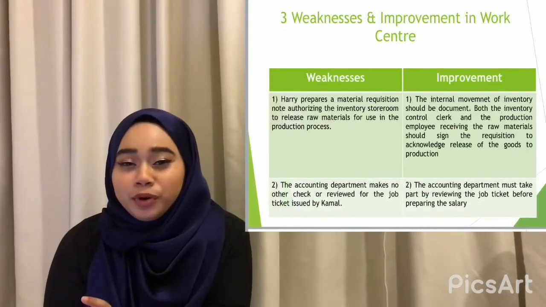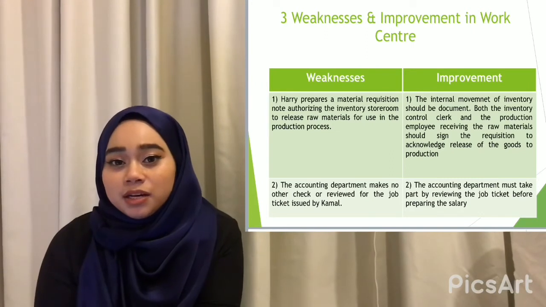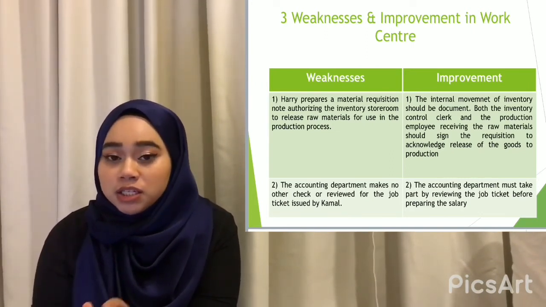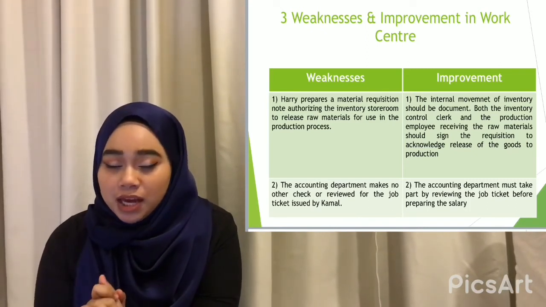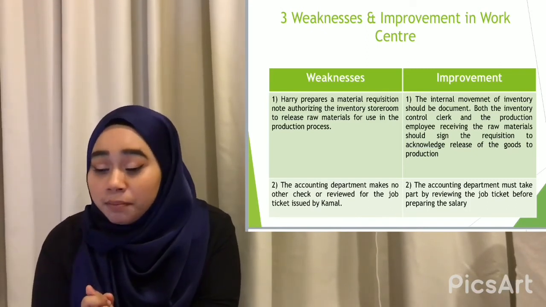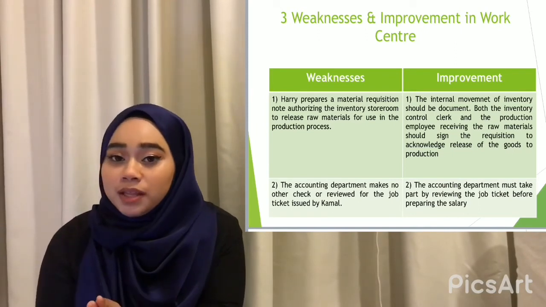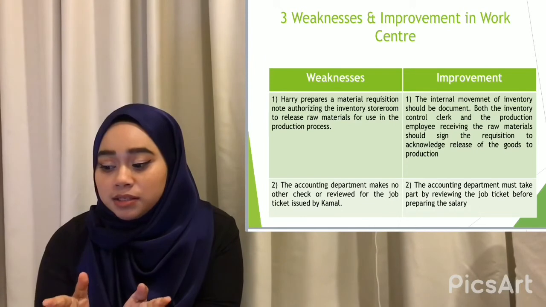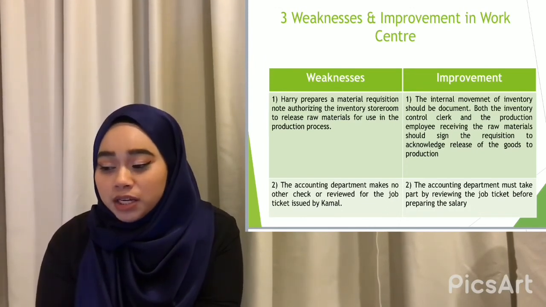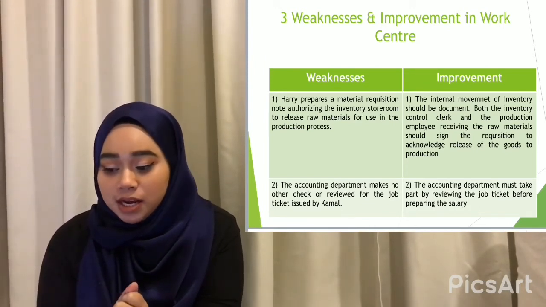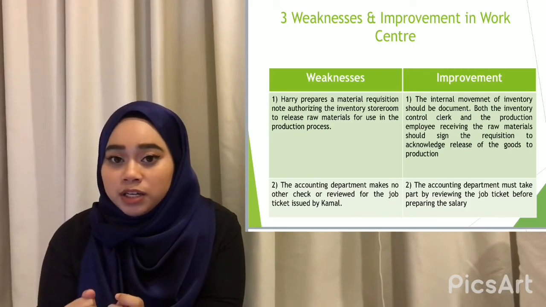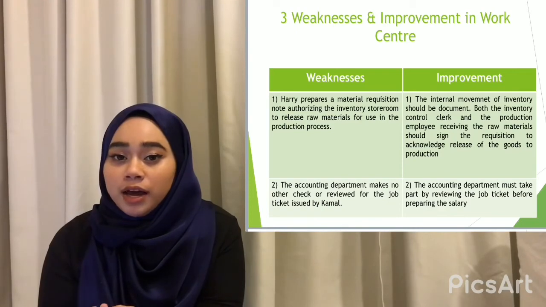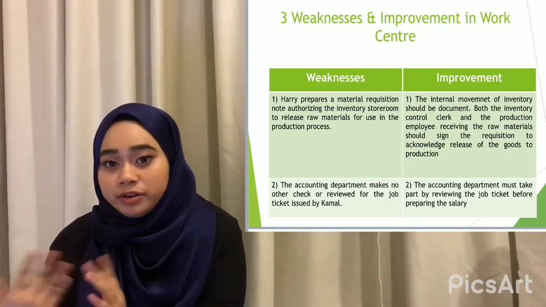So the second one, the weakness that happens in the work center, is that the accounting department makes no other check on the job ticket that had been done by Kamal. So the improvement that the company should do is the accounting department itself must take part by reviewing the job ticket before preparing the salary, so that the financial statement will not have a mistake for future reference.